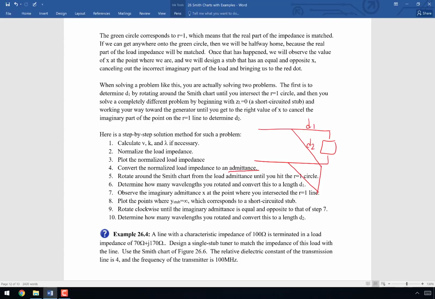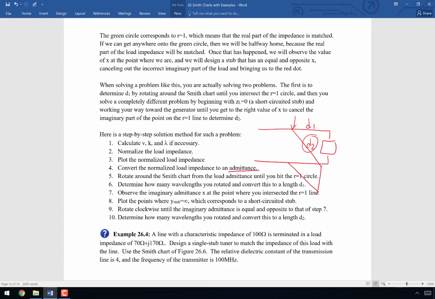So we're going to figure out what is D1 by figuring out how far we need to rotate to hit the green circle. Now, when we did this last time, we didn't have any physical intuition of what D1 meant. But what D1 means is that we've moved to a point where the impedance at this point right here, I'm going to erase that line, but the impedance at that point right there is perfectly matched on the real side, but it's not perfectly matched on the imaginary side. We match it on the imaginary side by adding this single stub tuner with D2.